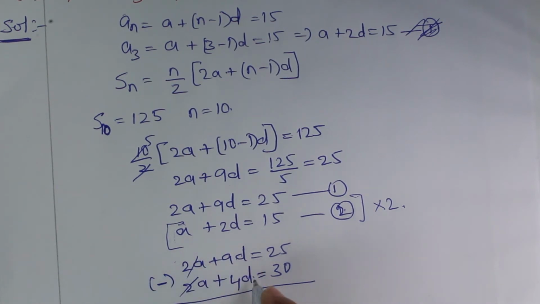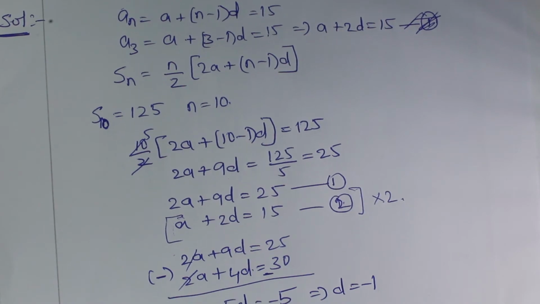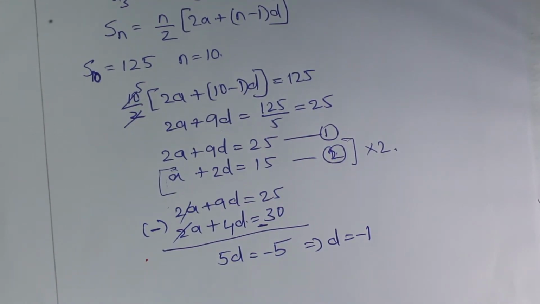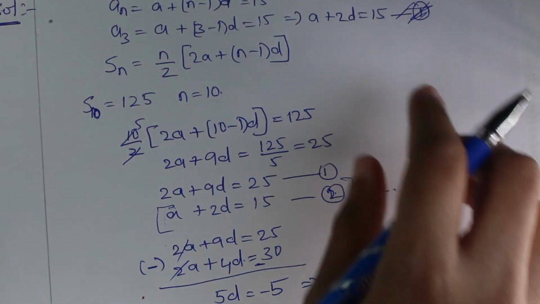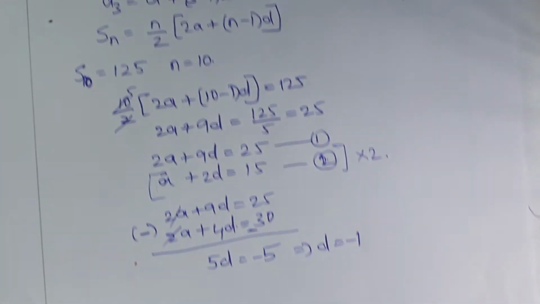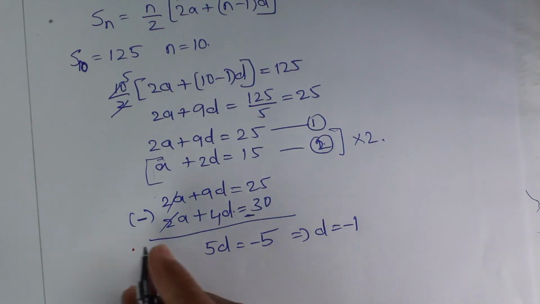a gets cancelled. 9 minus 4 is 5d, which is equal to minus 5. That implies d is equal to minus 1. I got the value of d as minus 1. So what is the value of d? We got the value of d as minus 1. Now I have to find out a10. So what will be a10?